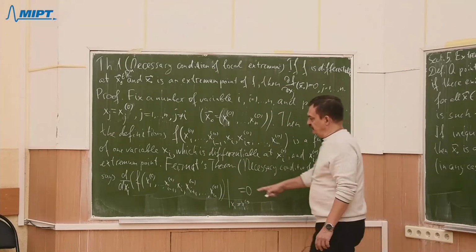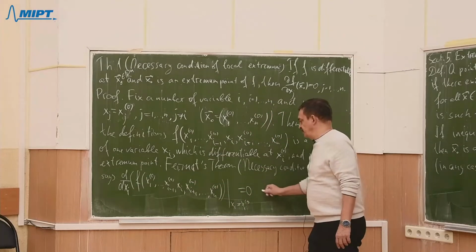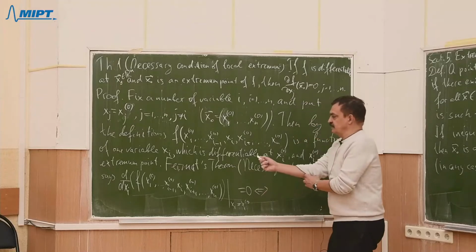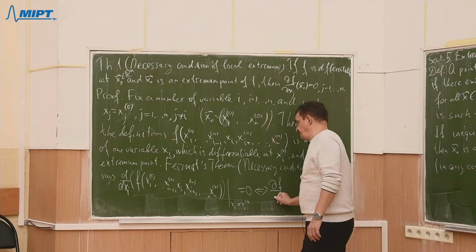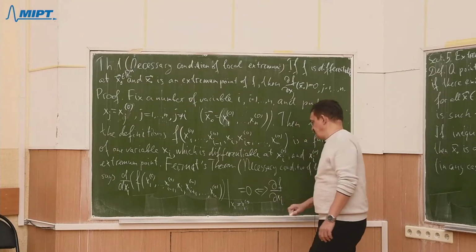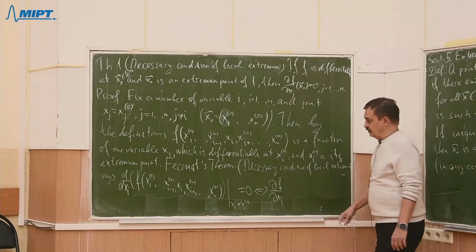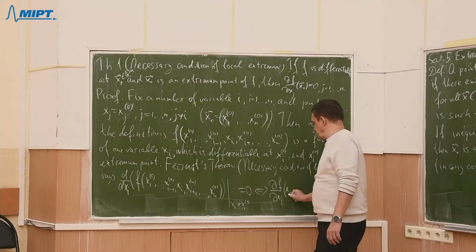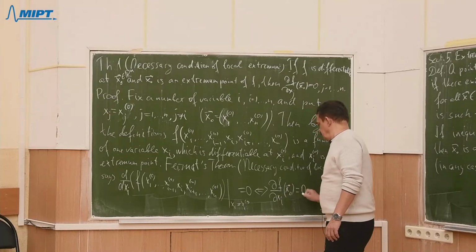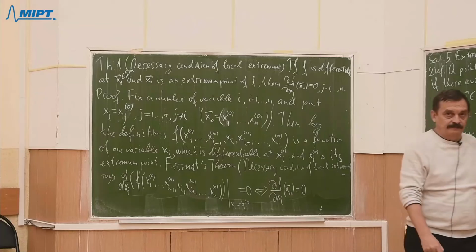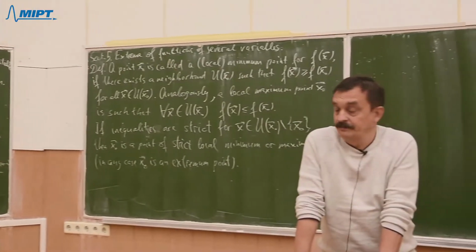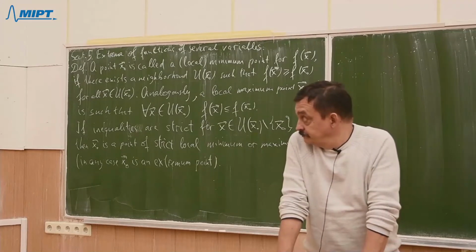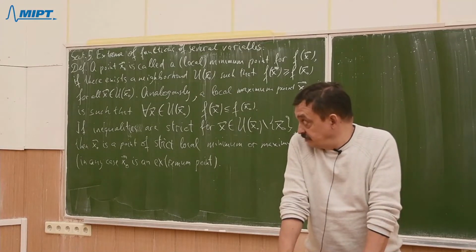And that is equivalent to saying that we consider the partial derivative of the function f with respect to the variable xi at the point x naught, and it is 0. Since i was an arbitrary variable number, the theorem is proved.